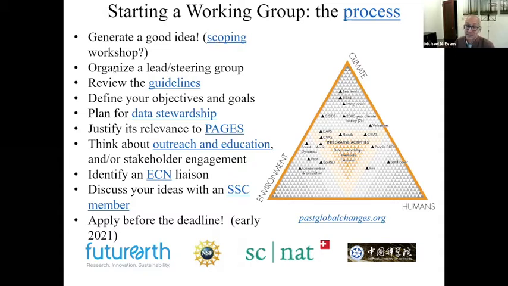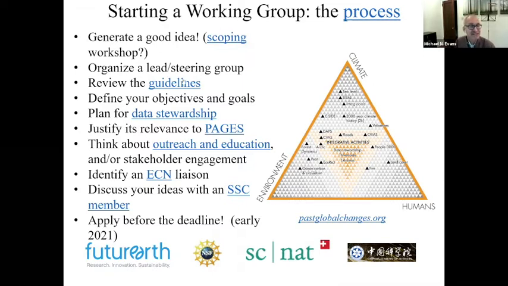Next, you might organize a lead steering group. For me, that process for Ocean 2K was to identify the people who I thought would be really great to work with. And they were also people I had never had the chance to work with before, but always really admired from their scientific work. So it was an opportunity to talk to those people and ask them, should we do this? How should we do this?